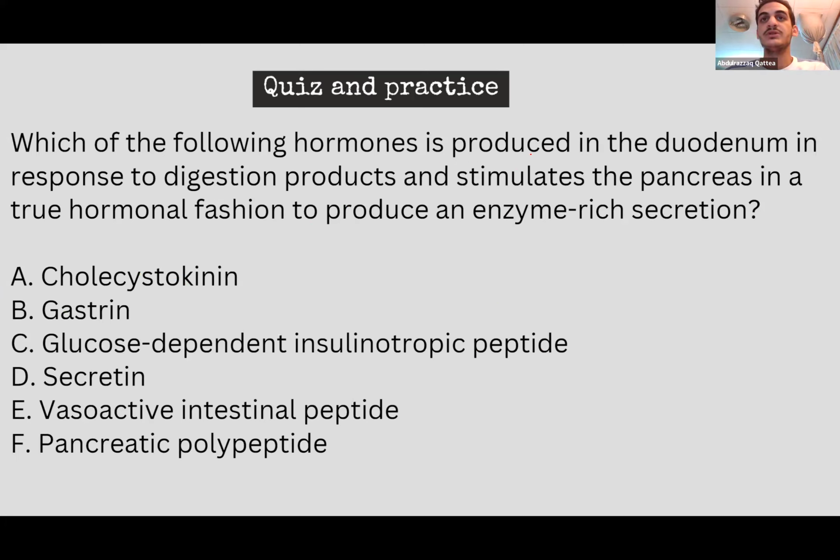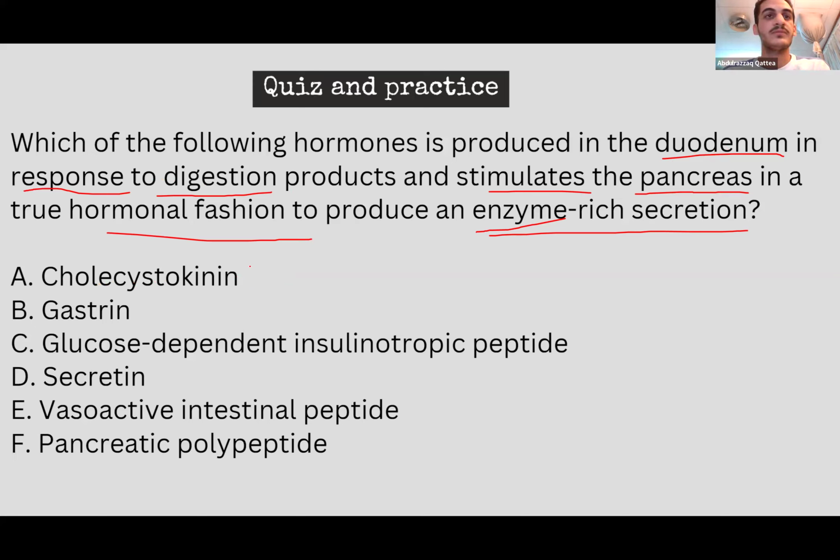Which of the following hormones is produced in the duodenum? So first of all, it should be a hormone from the duodenum in response to digestion. The second thing, it should be in response to digestion product and stimulate the pancreas. The third is to stimulate the pancreas in true hormonal fashion to produce enzyme-rich secretion. Does CCK match all these?